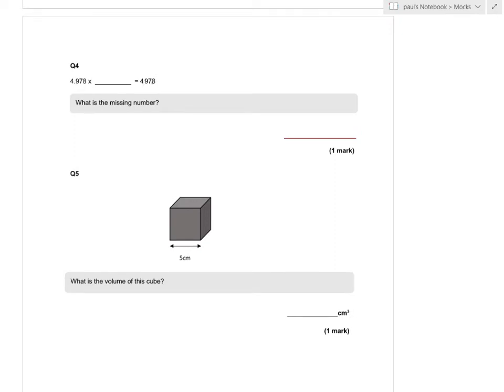4.978 times 4. What's the missing number? It's hundreds and thousands, isn't it? So times 10, times 100, times 1,000. So the missing number is 1,000.